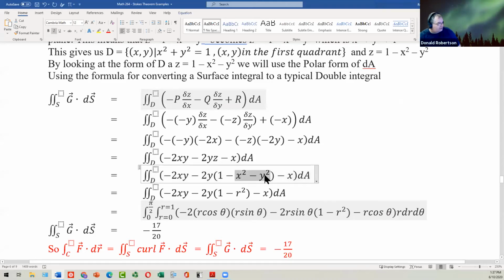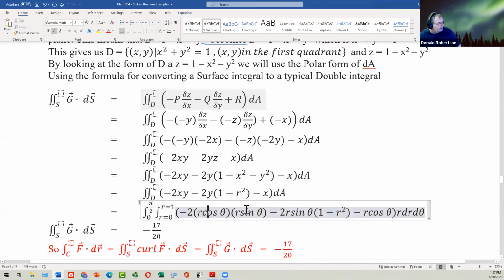Do you know that x squared minus y squared gives you this 1 minus r squared? 2xy becomes 2 this guy, that guy. Remember, x is r cos theta and y is r sin theta. This fella here becomes the 2r sin theta. This little x becomes that guy. And then you have an r dr d theta to tag on. So essentially, I've taken my double integral and converted it into a polar version of itself.